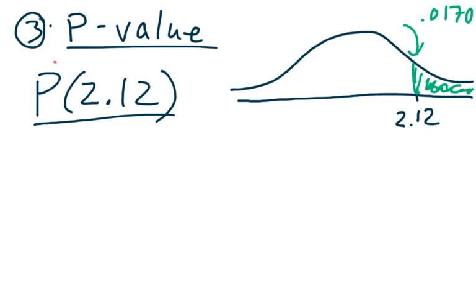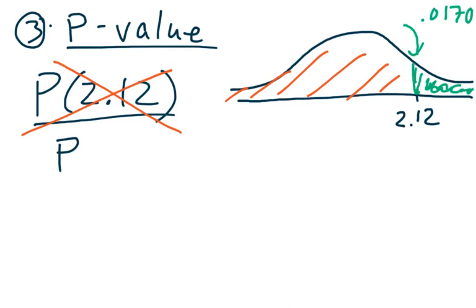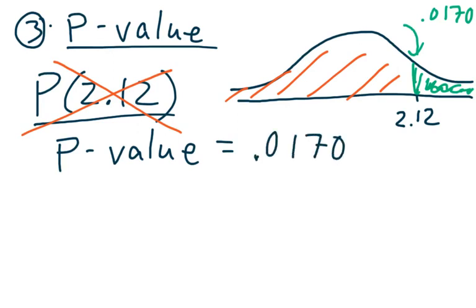So here, let me change this up a little bit. That would be technically the probability that our z-score is less than 2.12. What we are actually doing here, we're not going to even mention 2.12, we're just going to call this the p-value. We're going to say the p-value is equal to 0.0170. And so now, when we go to step 4, make the decision.